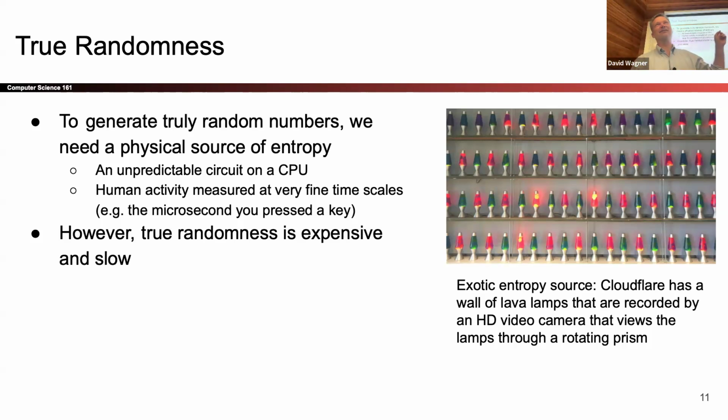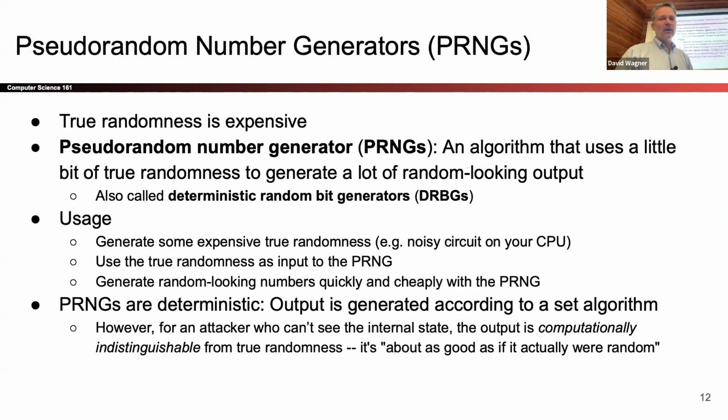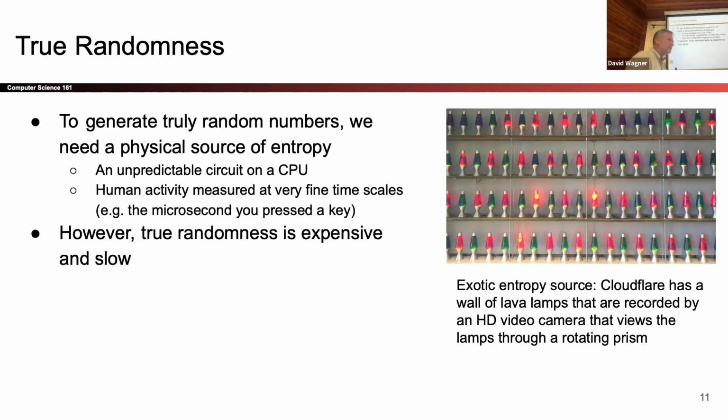Not very practical, right? Fun demo, but it illustrates not a very practical way to get random numbers. I'm not setting up a wall of lava lamps, as awesome as that would be, just so that I can have some random numbers for my cryptography. So currently, most CPUs provide built-in hardware circuits that do something like this.